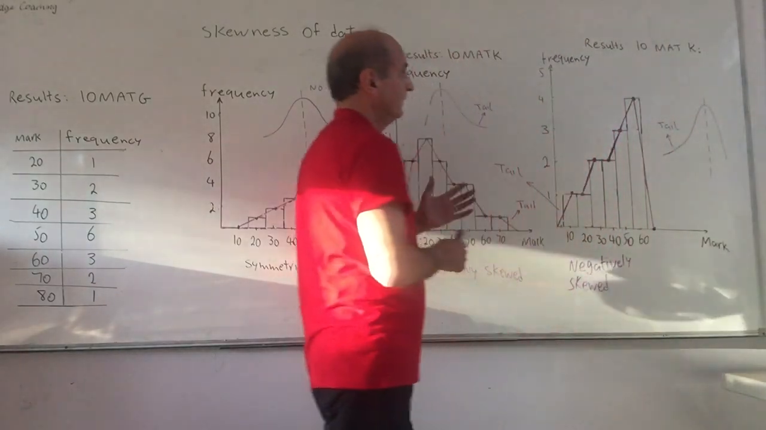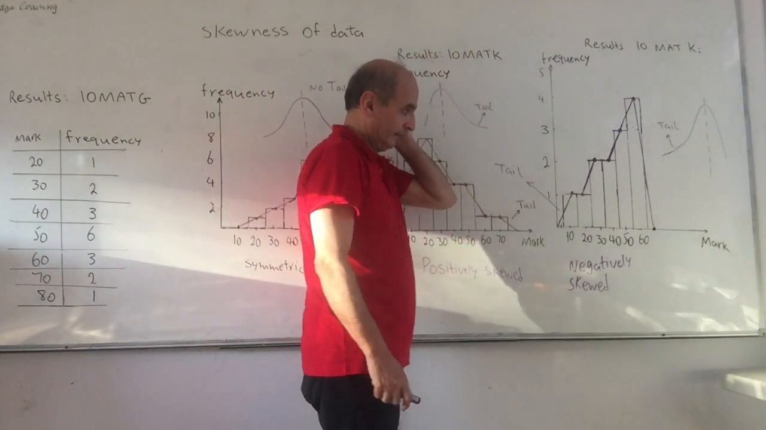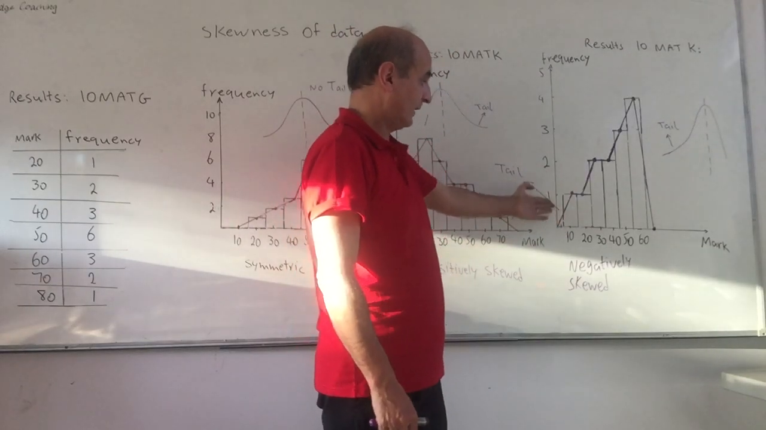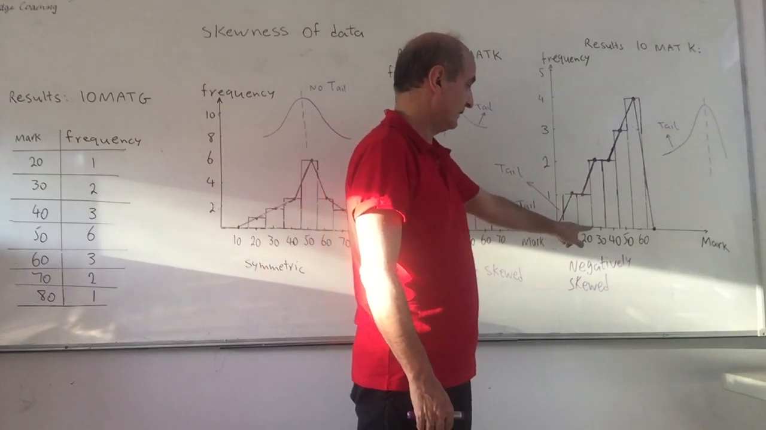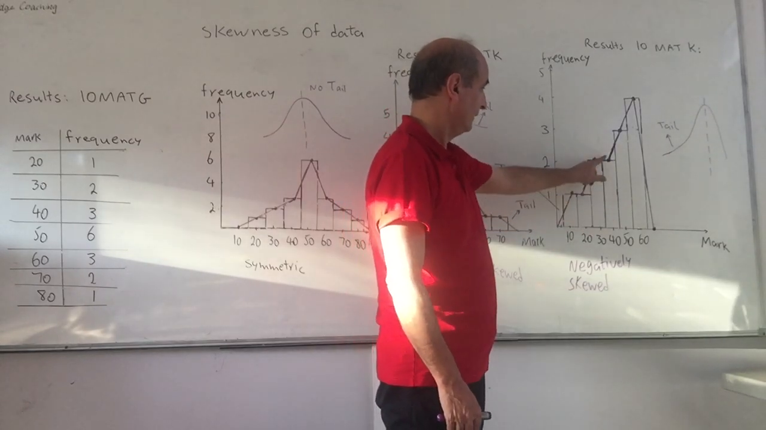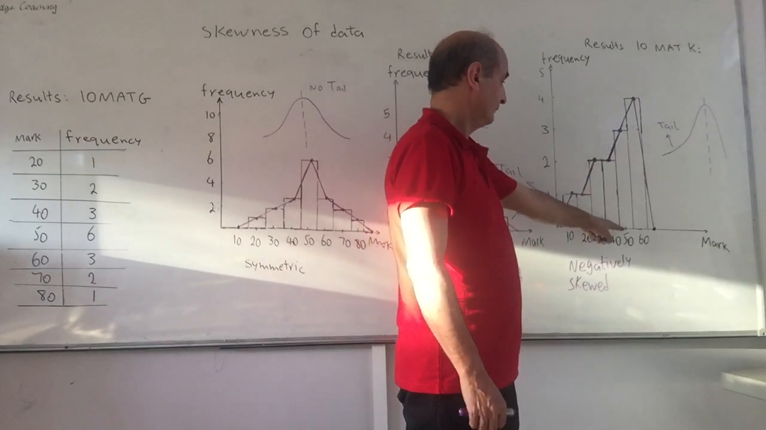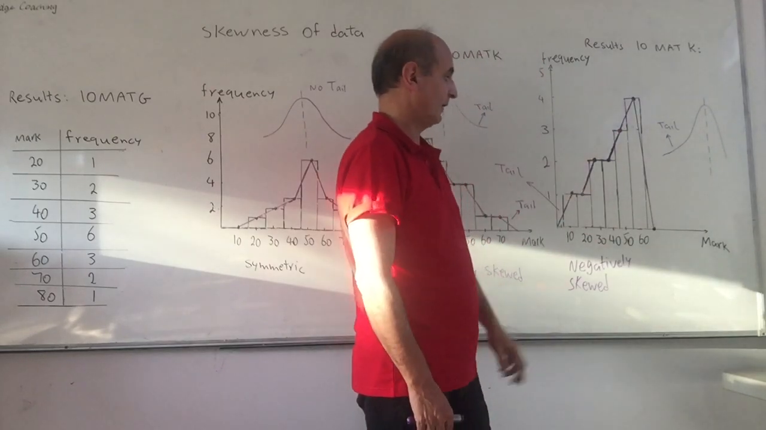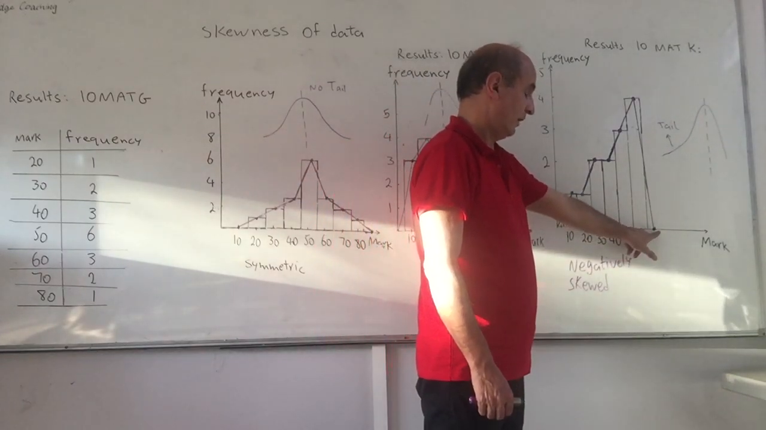Similarly, we can have the result for another class, say 10 Math K, and the results, if you show them as a histogram, is like that. So one person has got 10%, another person has got 20%, 2 people have got 30%, another 2 people have got 40%, 3 people have got 50%, and 4 people have got 60%. And that's the largest mark here. And no one has got 70%.